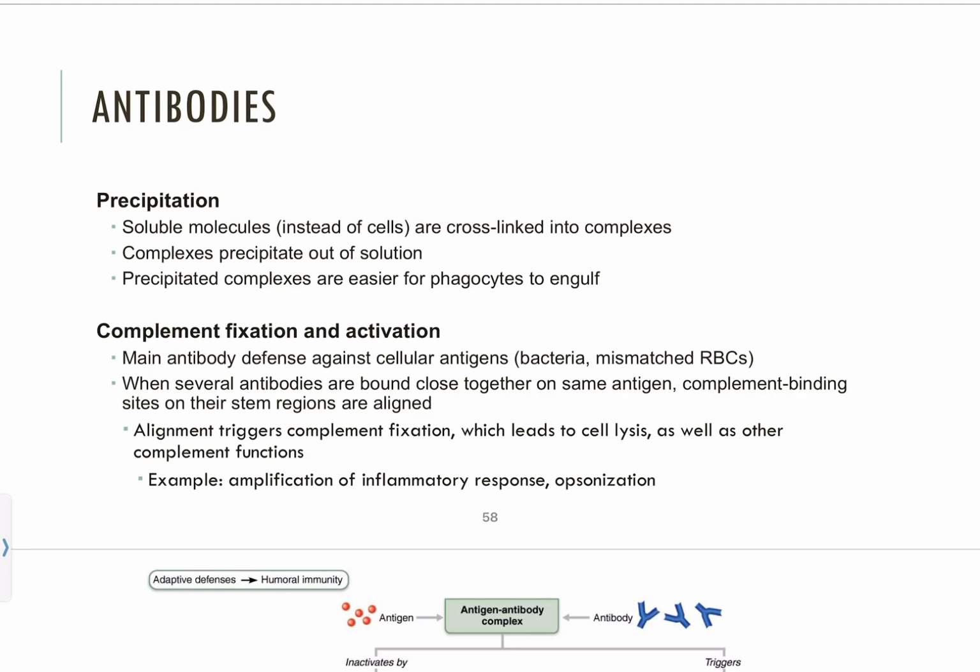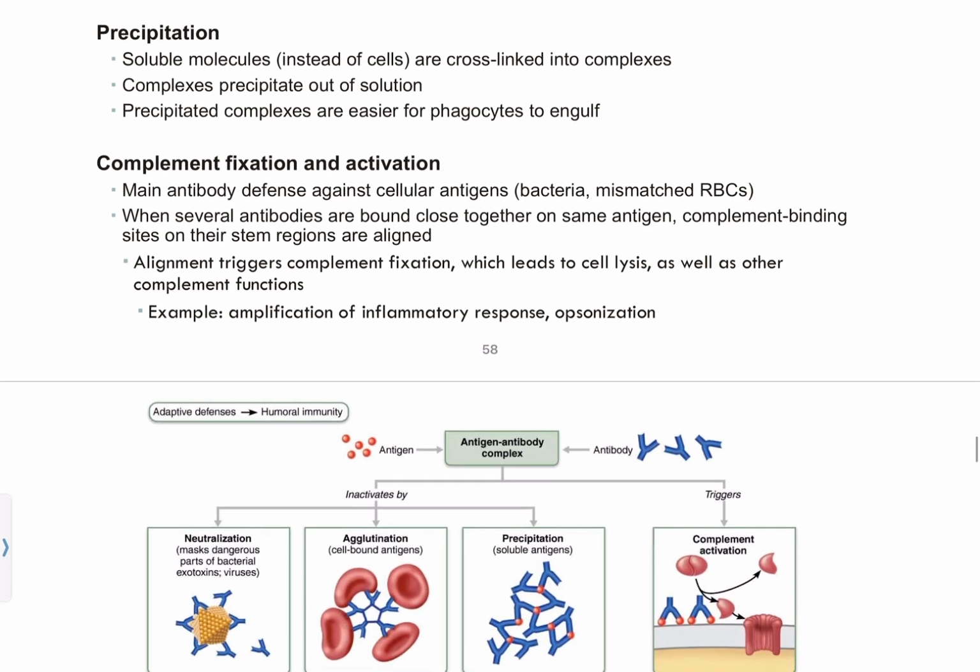And then lastly, we have complement fixation and activation, and this is a major defense system against cellular antigens like bacteria. So when antibodies bind closely together on a cell surface, they're going to activate the complement system, which is going to lead to cell lysis and enhance inflammation and phagocytosis. So all of these combined actions make antibodies really powerful tools in helping fight infections.